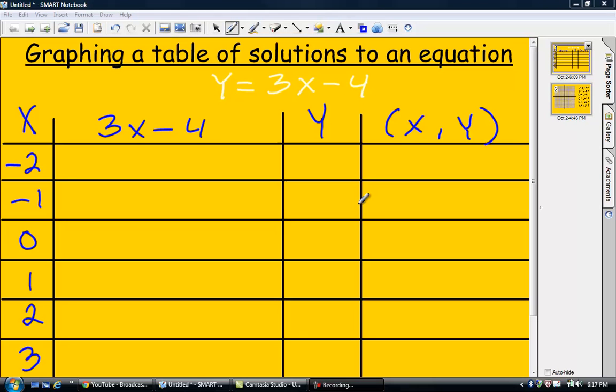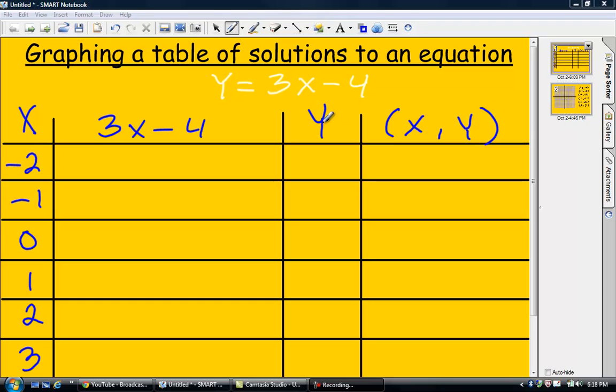Okay, we're going to graph a table of solutions to a simple equation. And before we graph them, we're going to complete the table. The equation right here is y equals 3x minus 4. Over on the left here, I'm given a series of x values: -2, -1, 0, 1, etc.